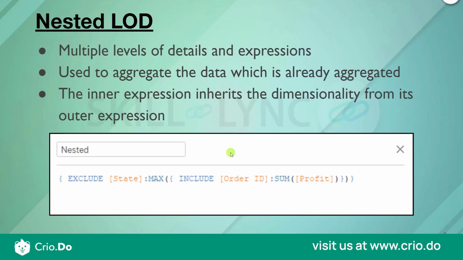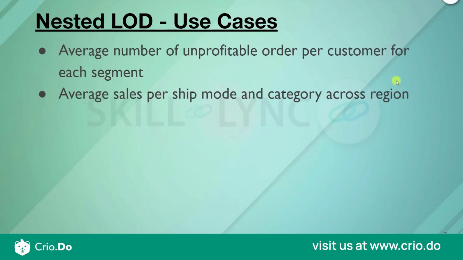We can actually use two or three or multiple nested LODs inside. So a use case for nested LODs can be whenever you're calculating the average number of unprofitable orders per customer and for each segment. We wanted to look at unprofitable orders, at each customer, and also at each segment. So in this scenario, we are using two dimensions.